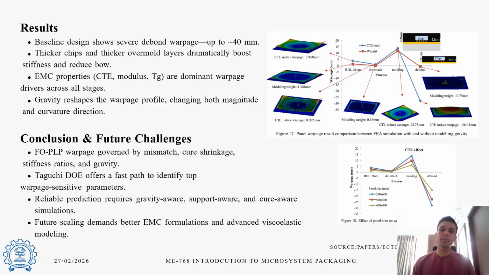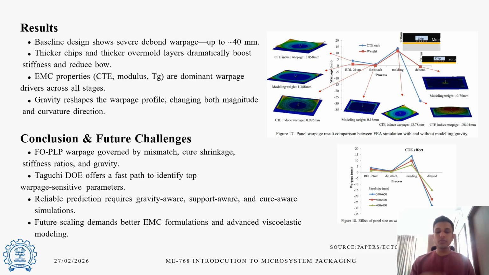The conclusion of this paper is that fan-out panel level packaging warpage is governed by CTE mismatch, cure shrinkage, stiffness ratio, and gravity. All these are contributing factors governing the warpage in panel level packaging. And this Taguchi design of experiments offers a fast path to identify the top warpage-sensitive parameters, like we found here, which are EMC properties such as CTE and modulus.